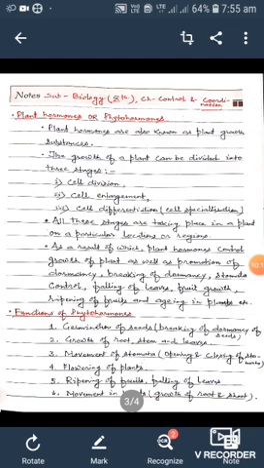Now the functions of phytohormones at a glance. First one is germination of seeds. It means breaking of dormancy of seeds. Second, growth of fruit, stem and leaves. Third, movement of stomata. It means opening and closing of stomata. Fourth, flowering of plants. Fifth, ripening of fruits, falling of leaves. And sixth, movement in plants, that is growth of root and shoot system.